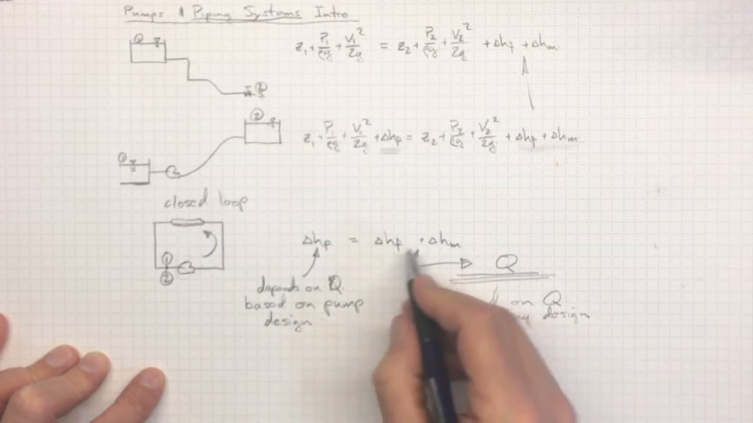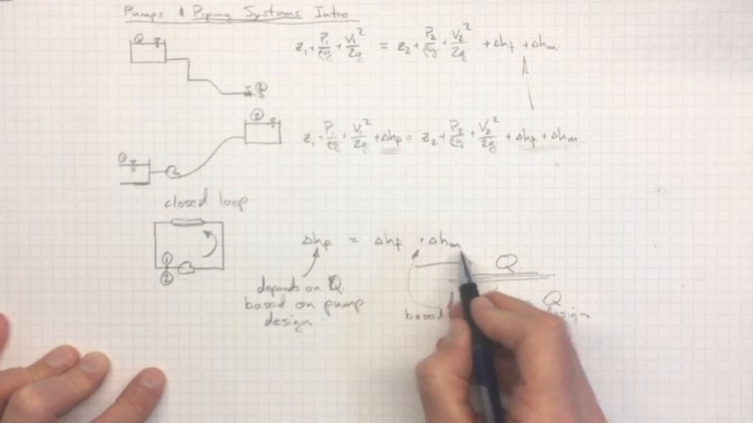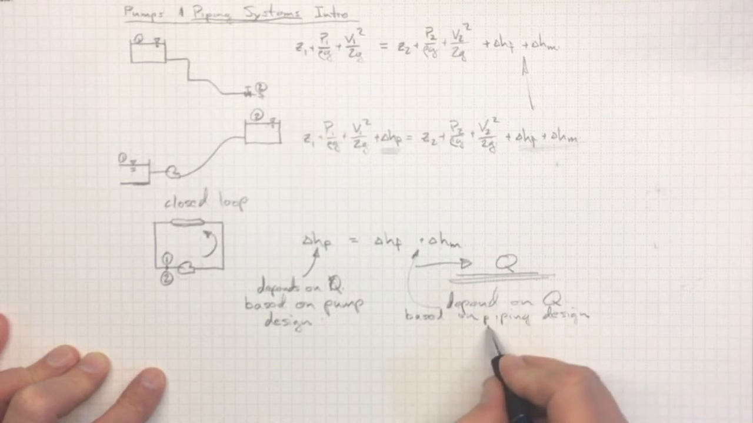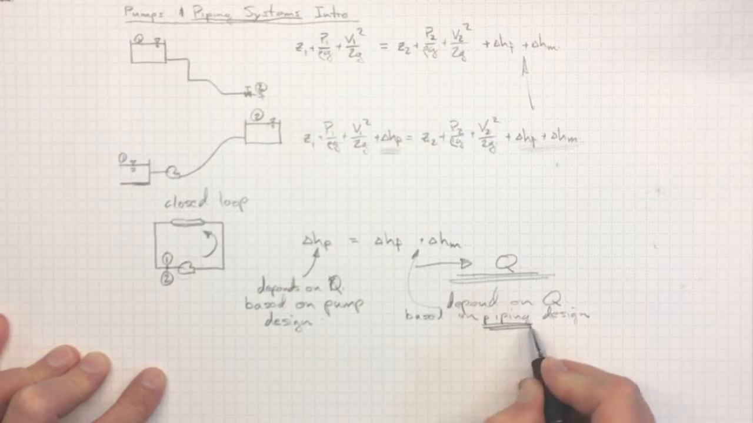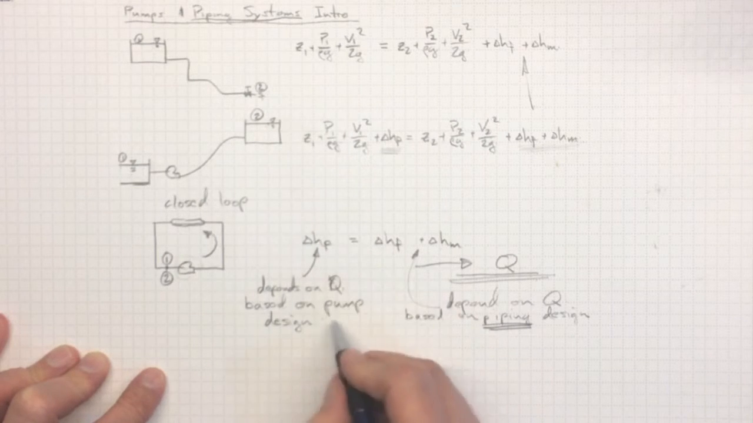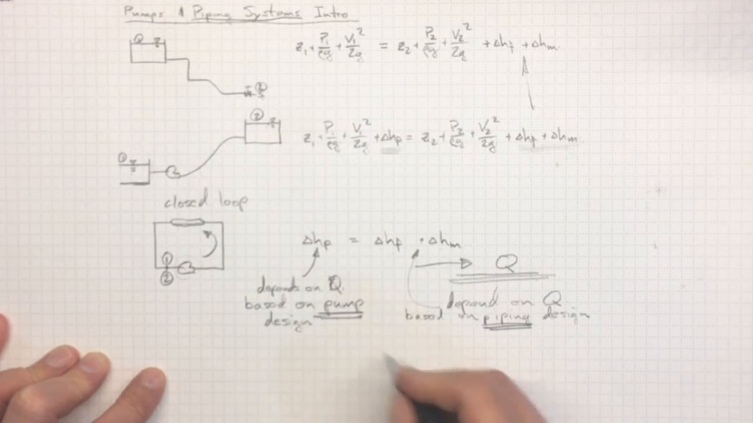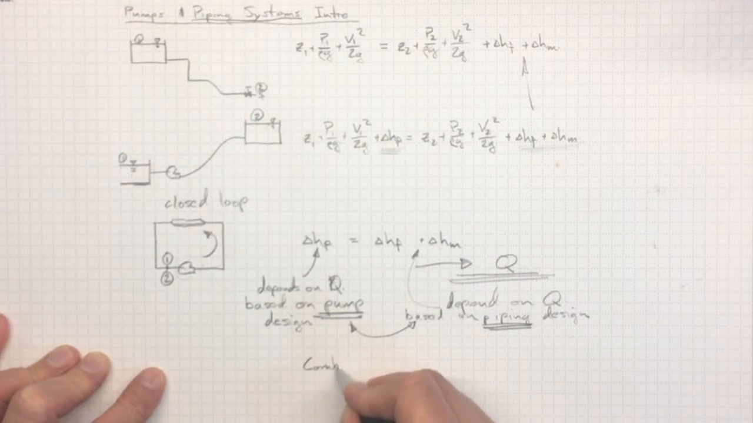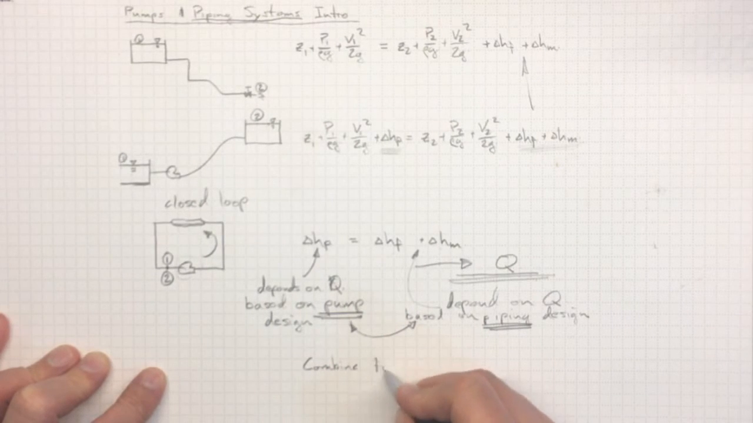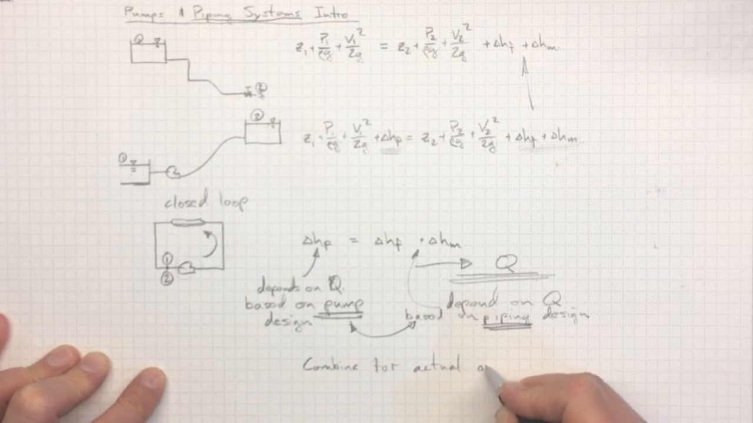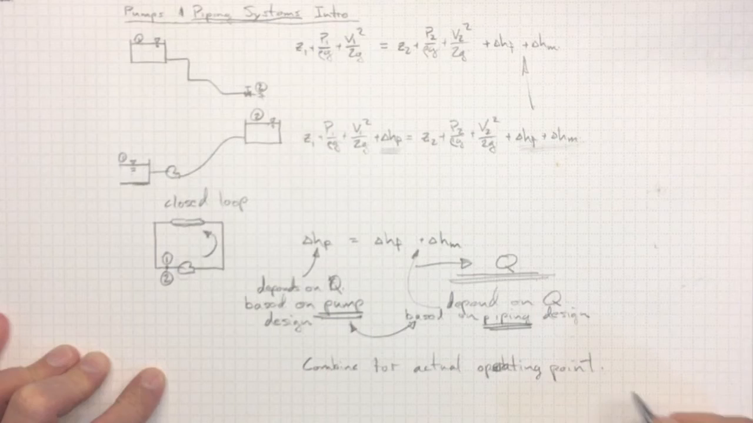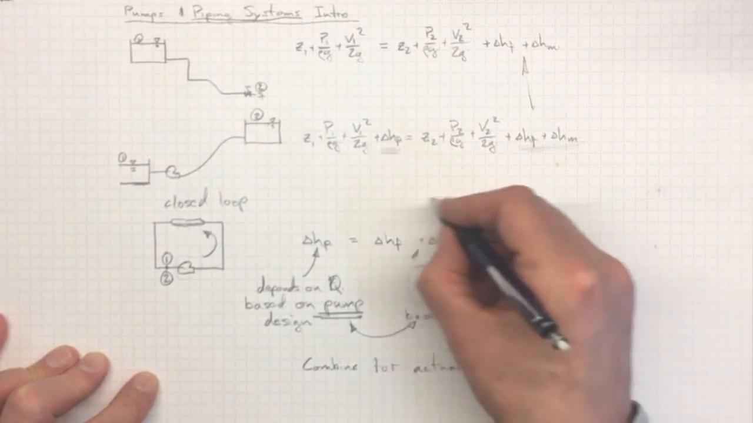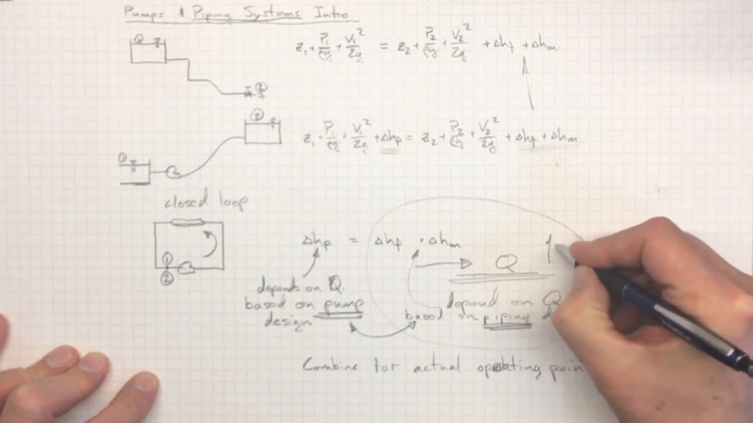So we're looking over here, the losses due to friction and minor losses will depend on the piping design. The head rise across the pump will depend on the pump design, and the interaction between the two will have to combine to solve for actual operating. So first we'll go back and we'll remind ourselves what's going on the piping side.